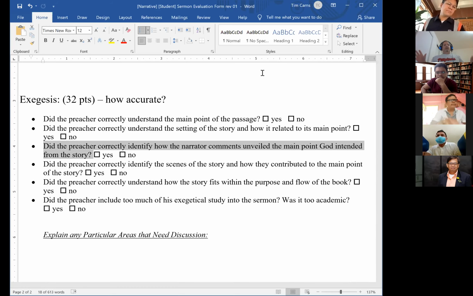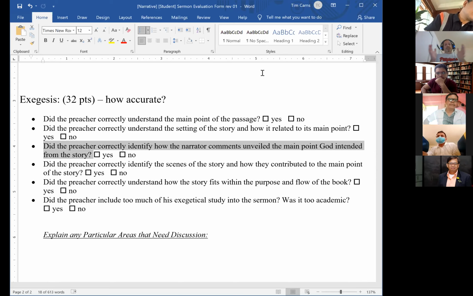Not every narrator comment, but in every story, there's going to be something that he describes, something that he notes. Perhaps it's something a character does. Perhaps it's something a character thought. Perhaps it's a particular setting that he points out.